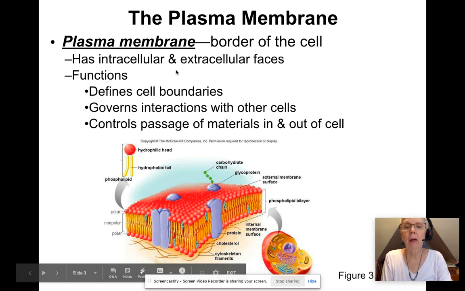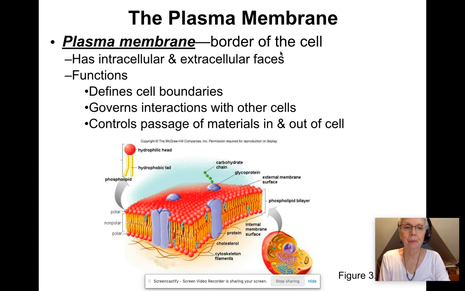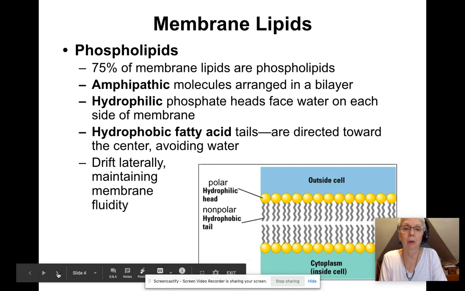Now, the plasma membrane is the border of the cell, and it has both an intracellular and an extracellular face. So it has a face that faces inside the cell and a face that faces outside the cell. Its function is to define what the cell's boundaries are. It governs what kind of interactions are going to happen, in other words, what molecules can come in and what molecules can go out. And it can change. So those are some of the things that happen with the cell membrane.